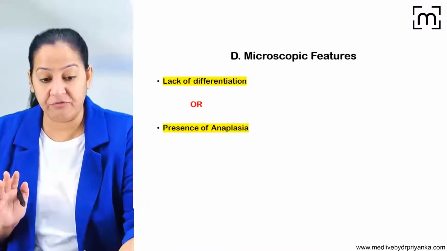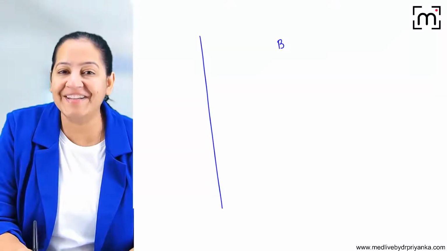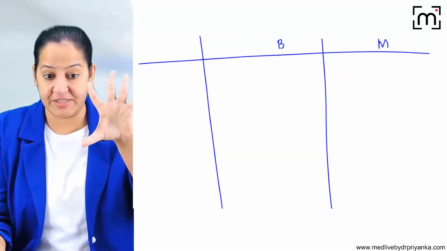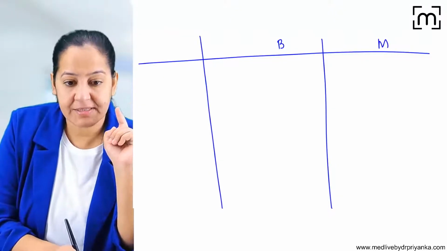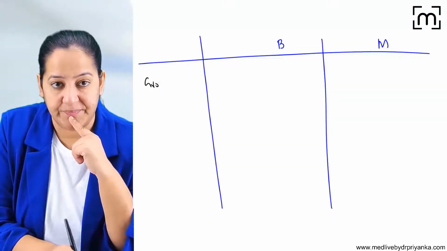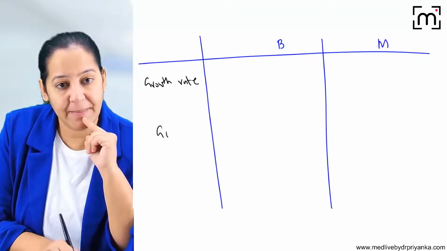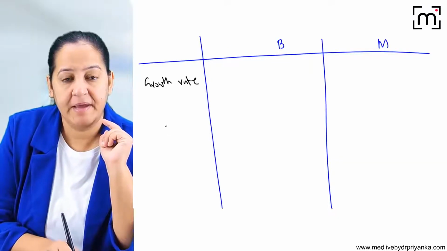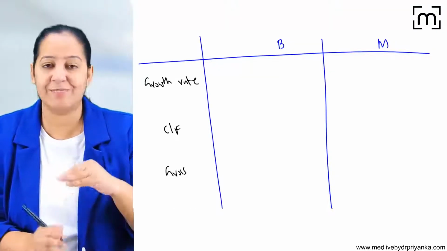After that, coming to the fourth feature, that is microscopic. So let's revise the first three. We are differentiating the benign tumor from the malignant tumor. We have to differentiate based on 5 features, 5 properties. Out of them, 3 are done. The first feature is based on their growth rate. Second, based on their clinical features. And third, based on their gross. Followed by microscopy and spread, I will tell you.